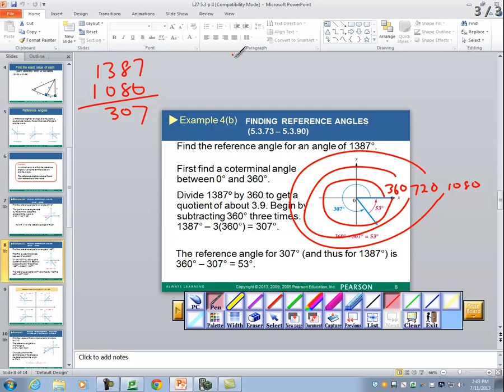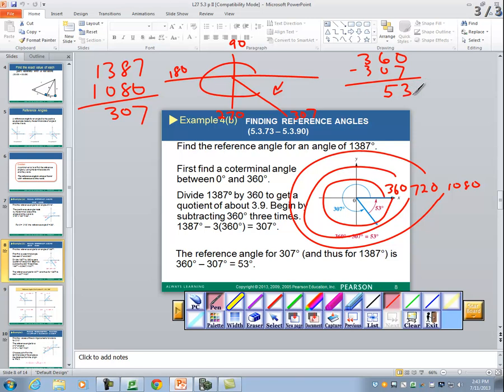Okay, well, here's 307. If this is 90, 180, 270, right? This is going to be 307 here. So we want to find the reference angle to that. So we take 360 minus 307. Okay, and that's where we get the 53 degrees. All right, questions with that?